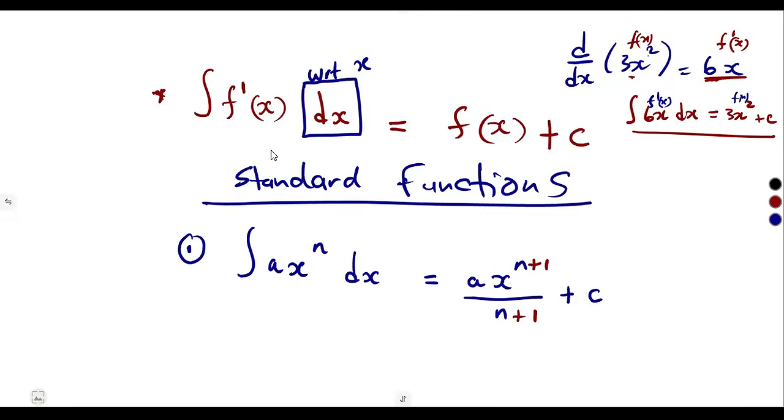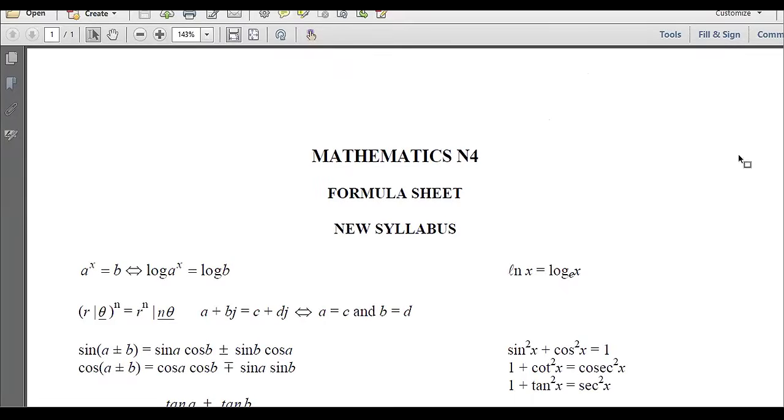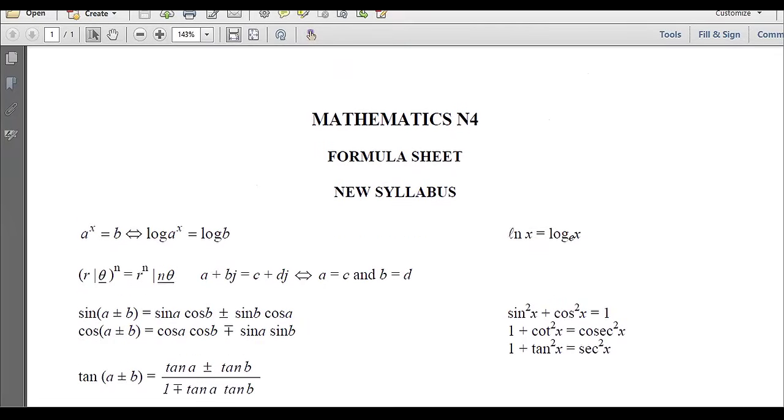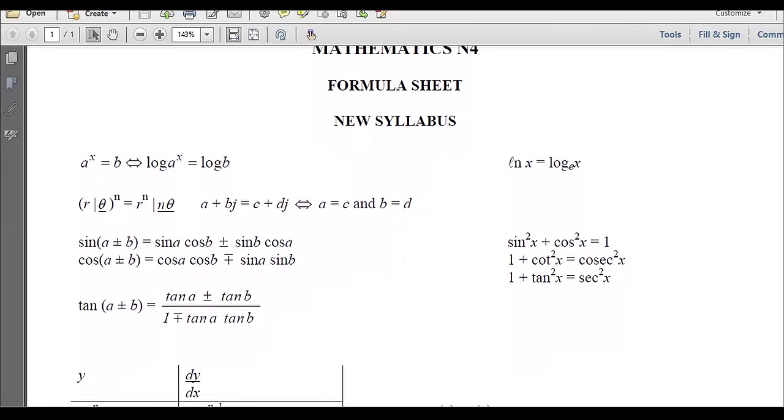The lucky part is that we are given these in our formula sheet, in case you have forgotten this part. All right, let's go to our formula sheet. This is how it's going to look, since it is not yet updated.